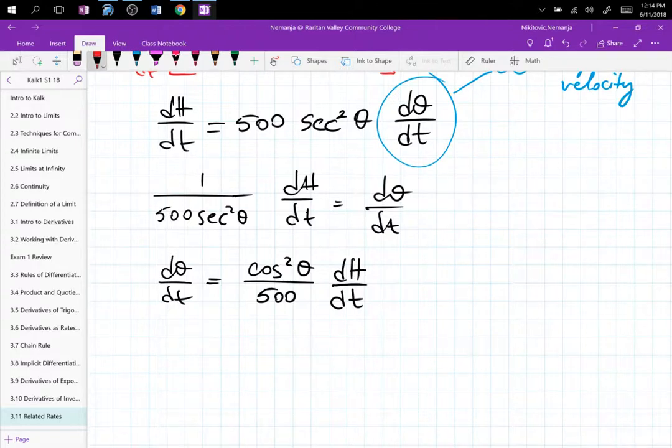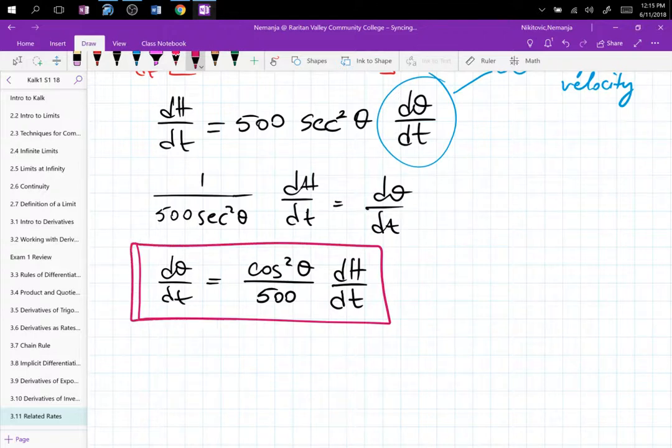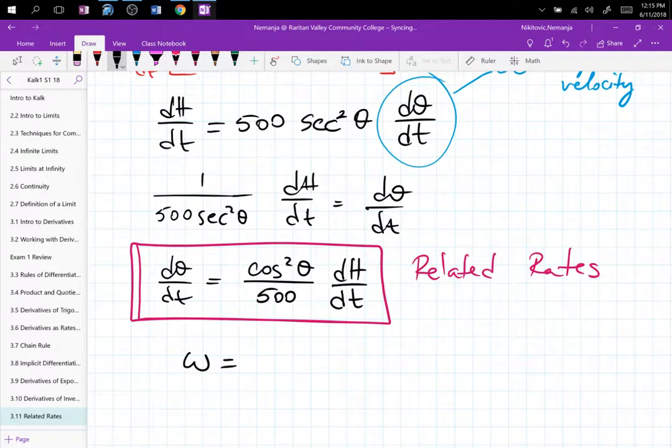So this is my math related rates. But for purposes of what we actually are calculating, it's cosine squared theta divided by 500 dh dt.